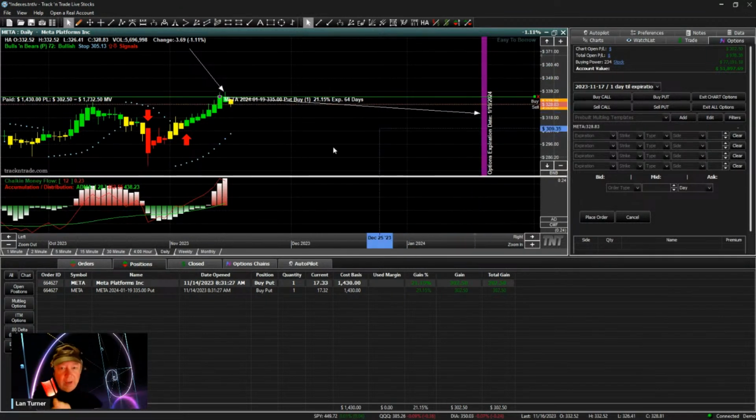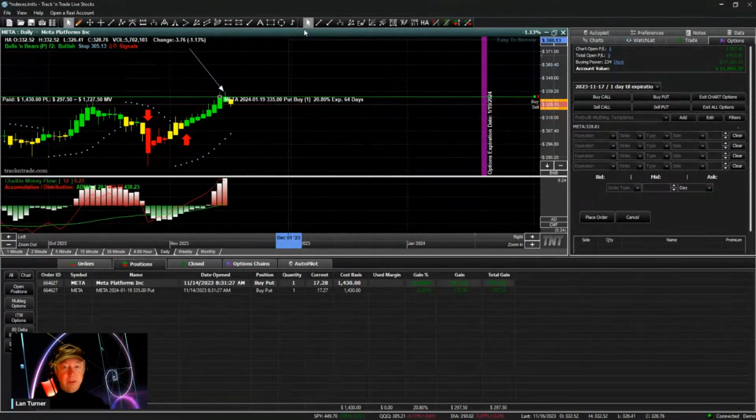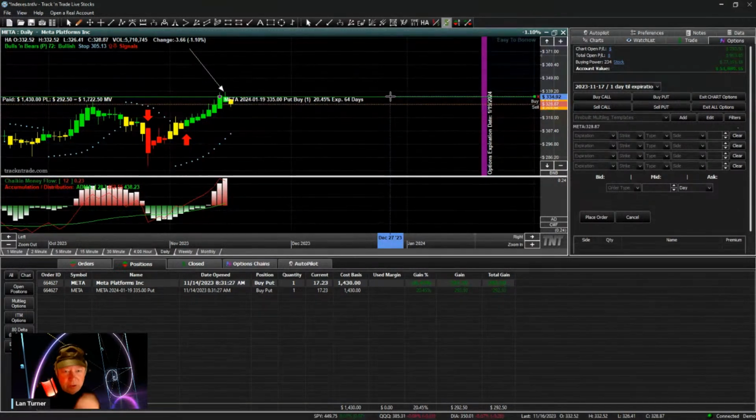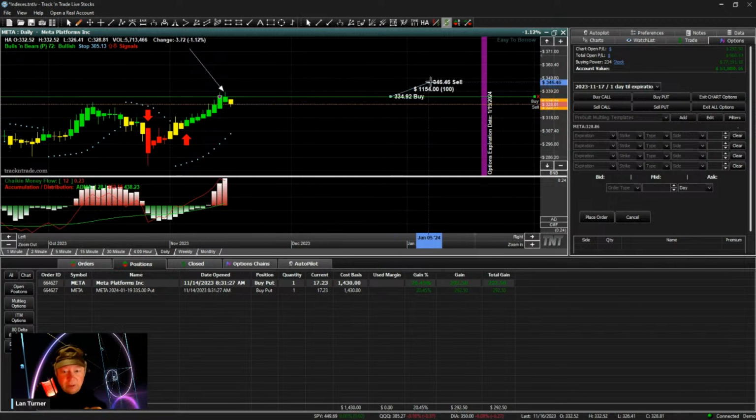You've got this much time for it to be above if it's a call. But since it's a put, it's the other way around, right? So we're going to do it as a put. A put means that you buy a put when you think the market's going to fall, and that makes money on the market going down, which is what the market's doing now. So we bought this put. We're up $292, and we invested $1,430.